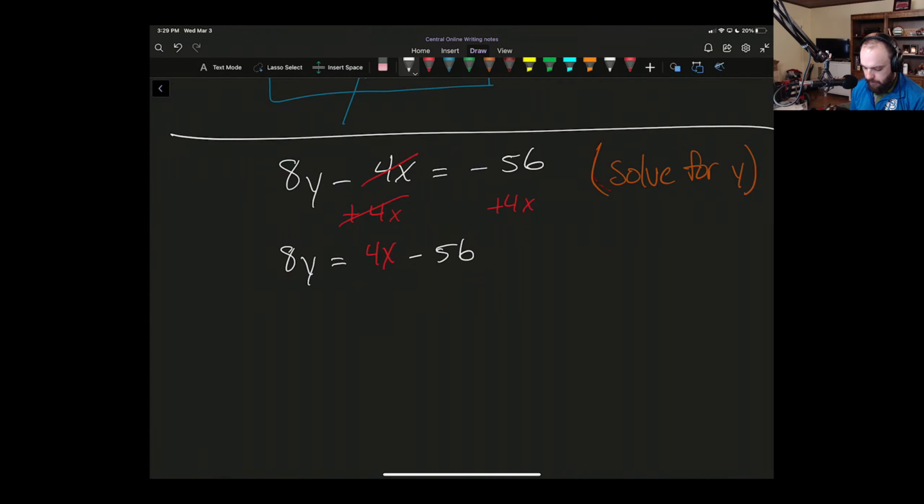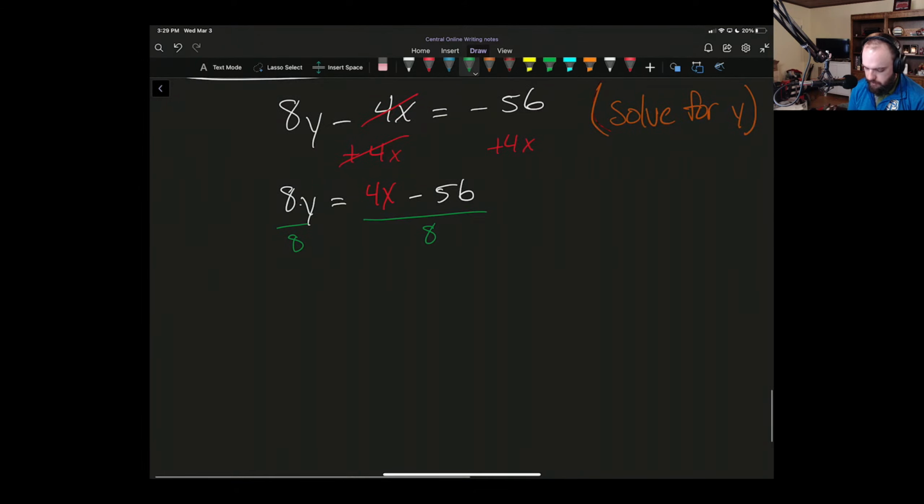Okay. All right. From here, I need to get this y by itself, and this is 8 times y. So I'm going to divide by 8, and whatever we do to one side, we have to do to the other side of the fraction. So 8 divided by 8 is just going to simplify to 1. So we'll be left with y on the left-hand side. On the right-hand side, again, we need to break this down. It's a nasty looking number. We're going to simplify this by breaking it right at that minus sign. So we'll have 4x divided by 8, and then minus 56 divided by 8.